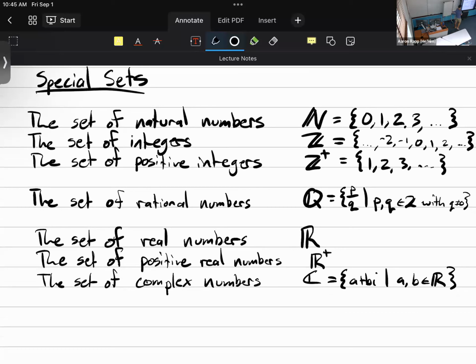So these symbols we'll be using a lot. If I want to refer to real numbers, we use that R. Complex numbers, we use that C. Referring to the integers, I'm using what letter? Capital Z.